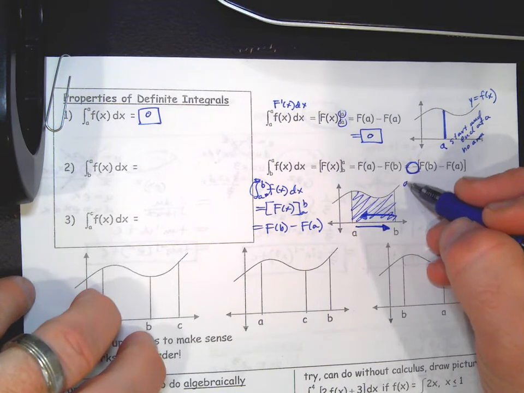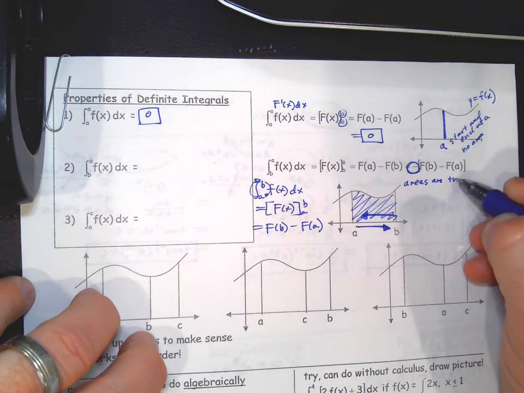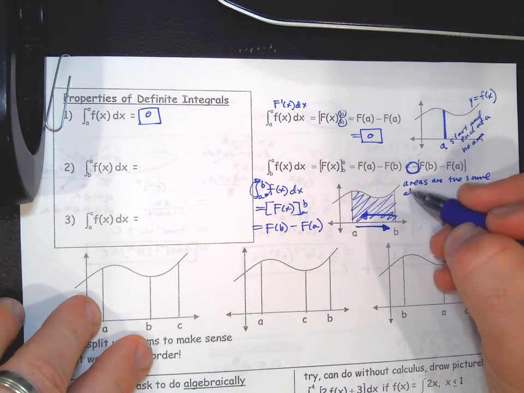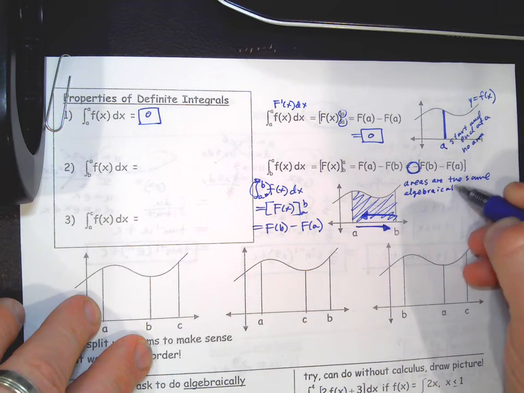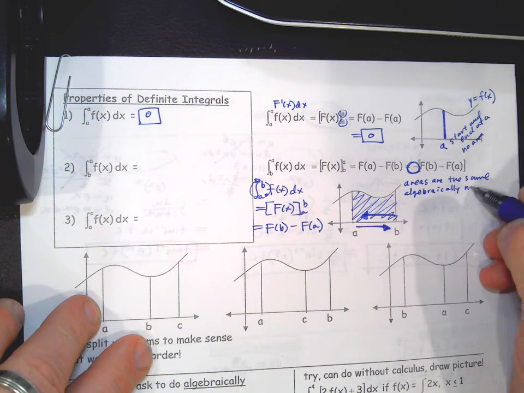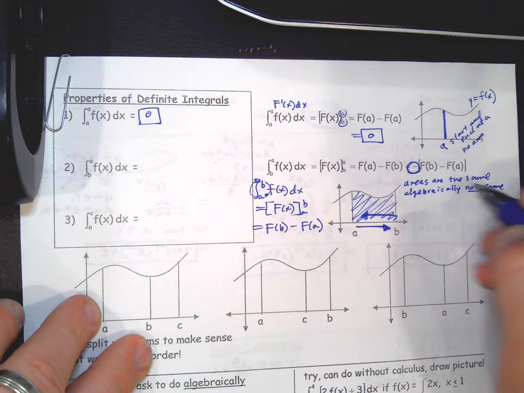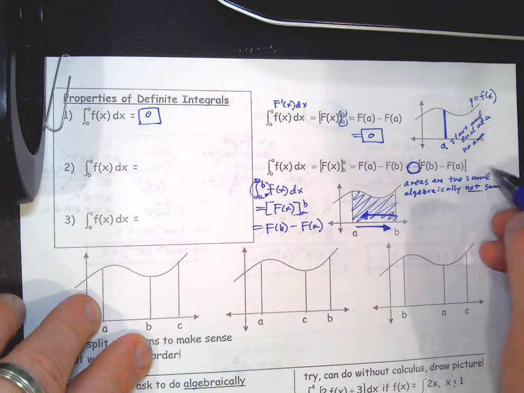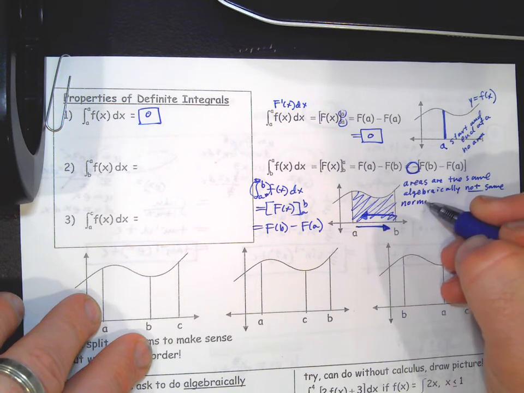So now the areas are the same, algebraically it's the same area, but the answers aren't going to be the same. Normally we go left to right.